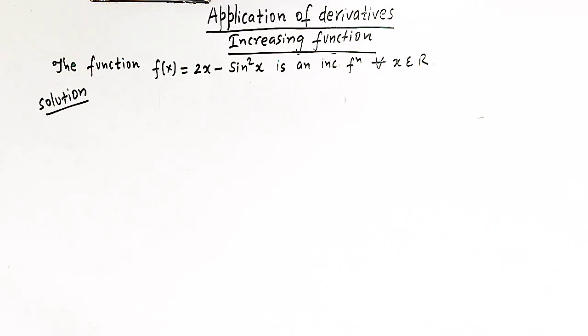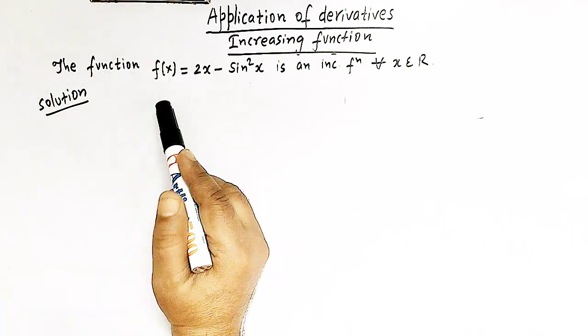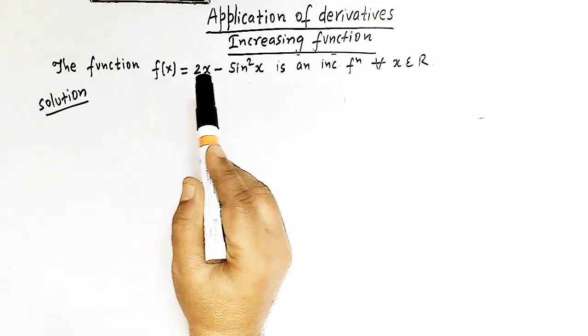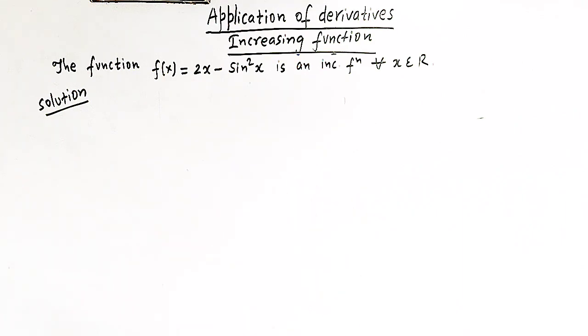Hello viewers, in today's session we are going to discuss an important problem from application of derivatives, where we have to prove that the function f of x equal to 2x minus sine square x is an increasing function for all values of x belonging to the set of real numbers.